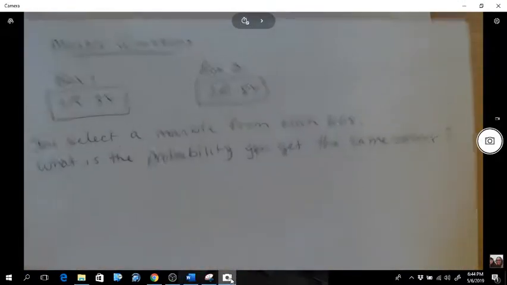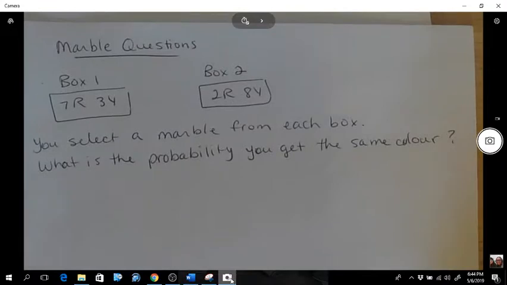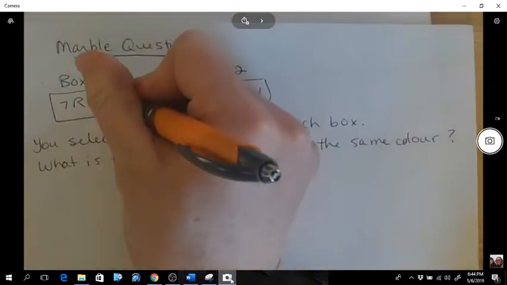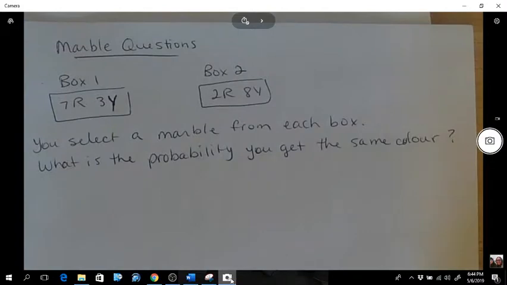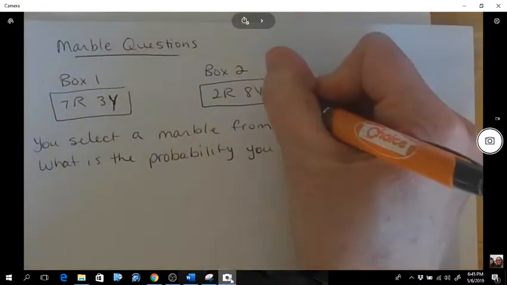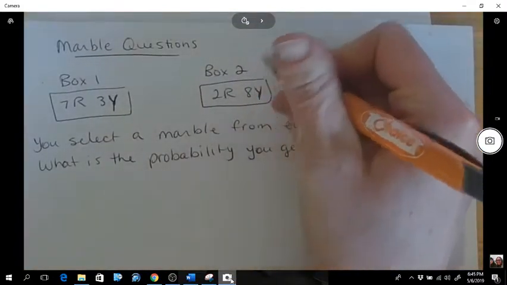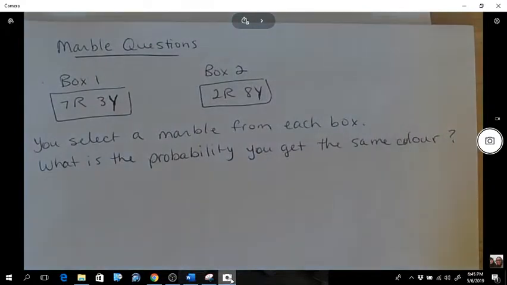Okay, we're going to talk about marble questions. So in this situation, I have two boxes. In box number one, you have 7 red and 3 yellow, and in box number 2, you have 2 red and 8 yellow. Okay, so you select a marble, one from each box. What is the probability that you end up getting the same color?